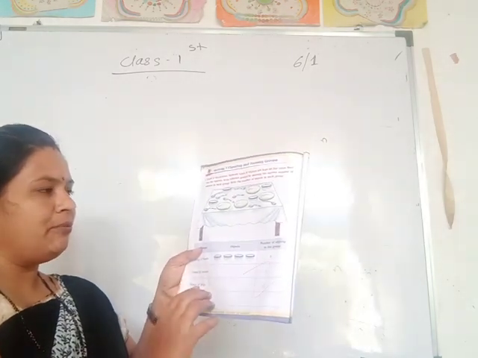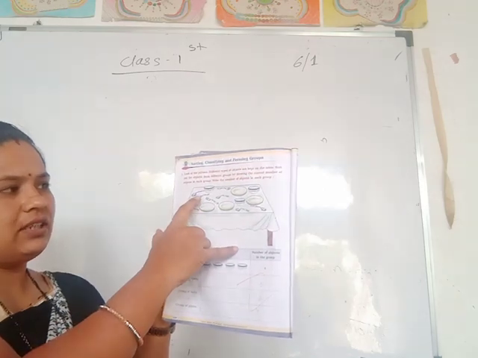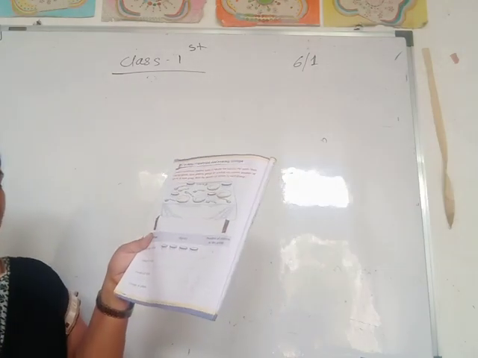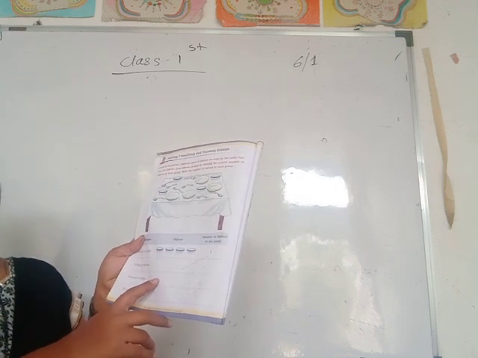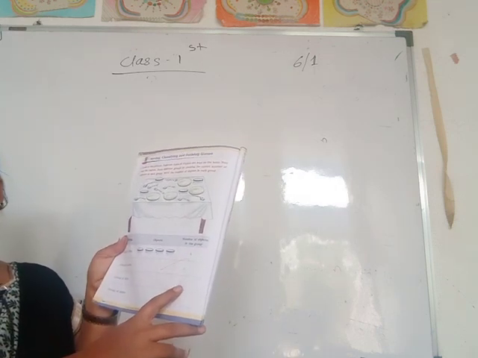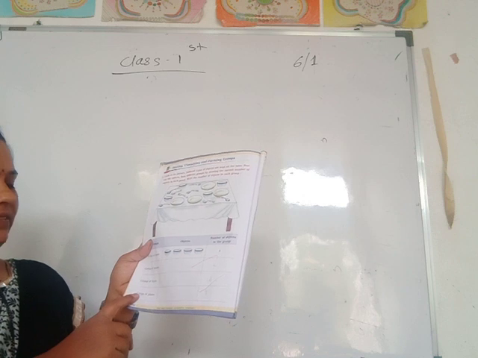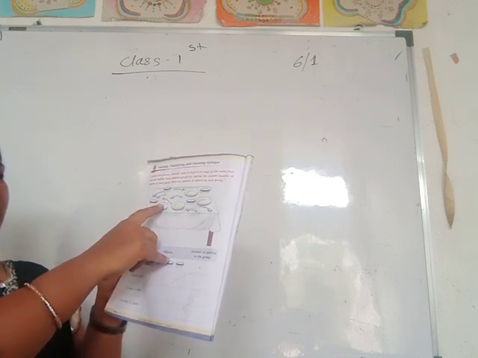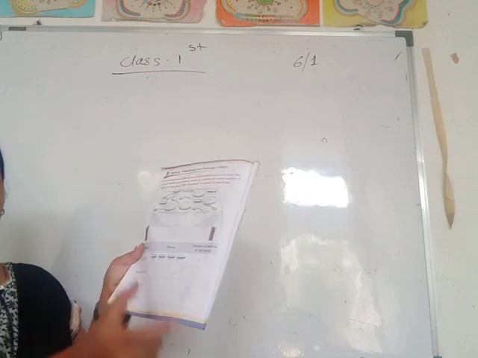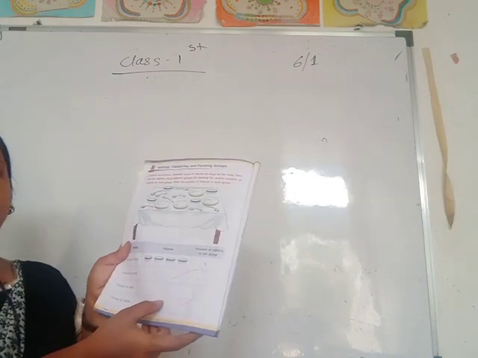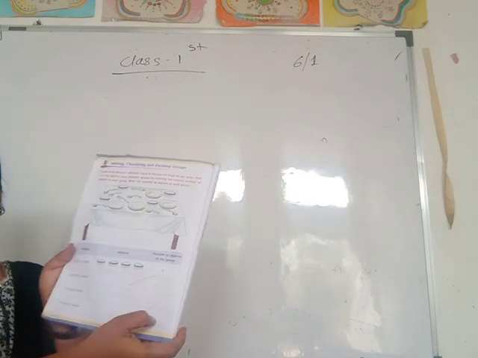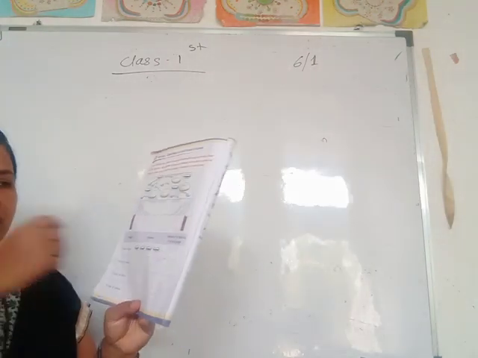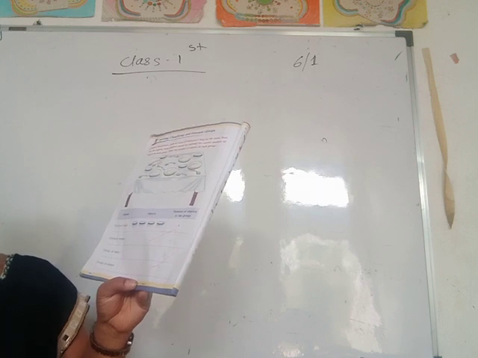Then next one, group of forks. You see these forks. 1, 2, 3. 3 forks here. Then you draw here the picture of this fork and you write here the answer 3. Then next one, group of plates. See how many plates? 1, 2, 3, 4. You draw here the picture of these plates and you write the answer 4 in front of this.